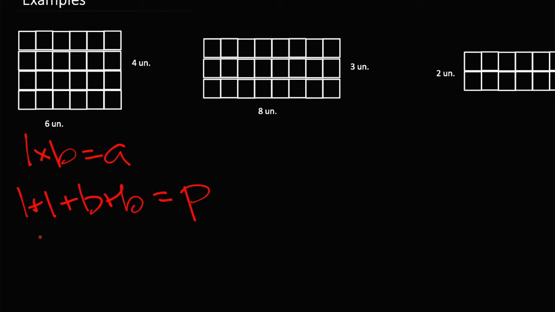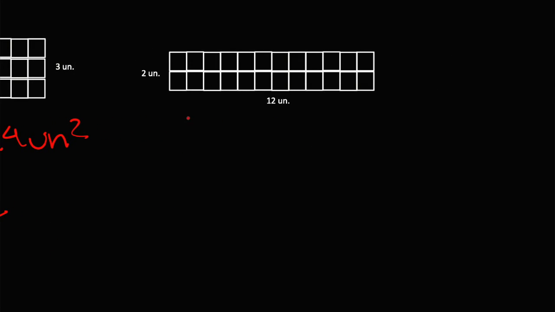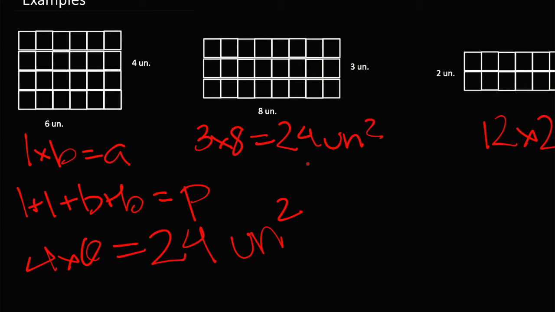So let's multiply the area out for this one. 4 times 6 is equal to 24 units squared. Let's look at the next one. This one's going to be 3 times 8. That's going to equal 24 units squared. And this one is going to be 12 times 2, and that's going to be 24 units squared too. Great, they all have the same area, but do they have the same perimeter?